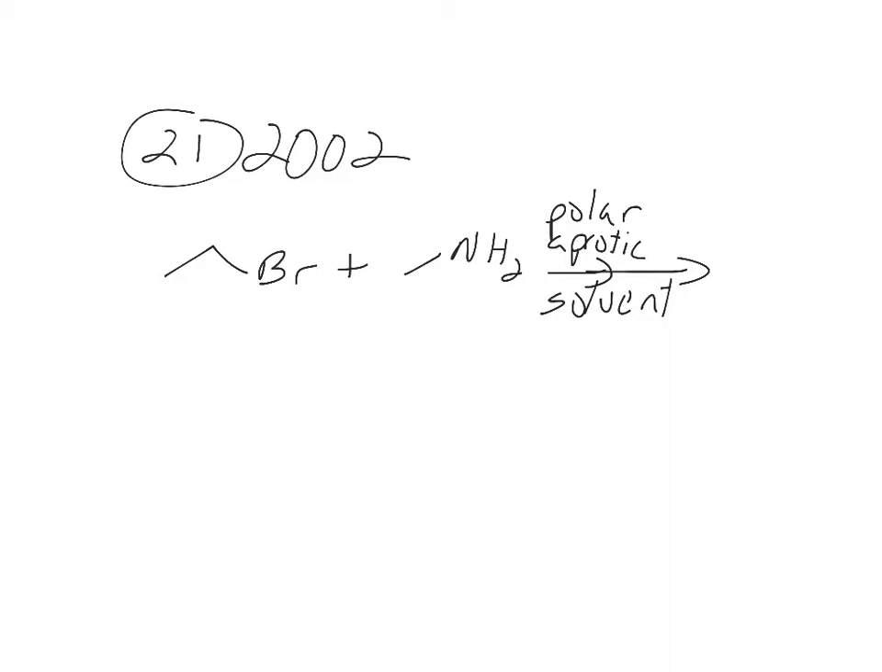If it was E2, this would be the base, and the hydrogen would be here. But you still need both things in the rate. So both things matter. So the answer here is A, because it involves both reagents. So rate equals k times the concentration of the alkyl halide and the concentration of the amine, the nucleophile or base.